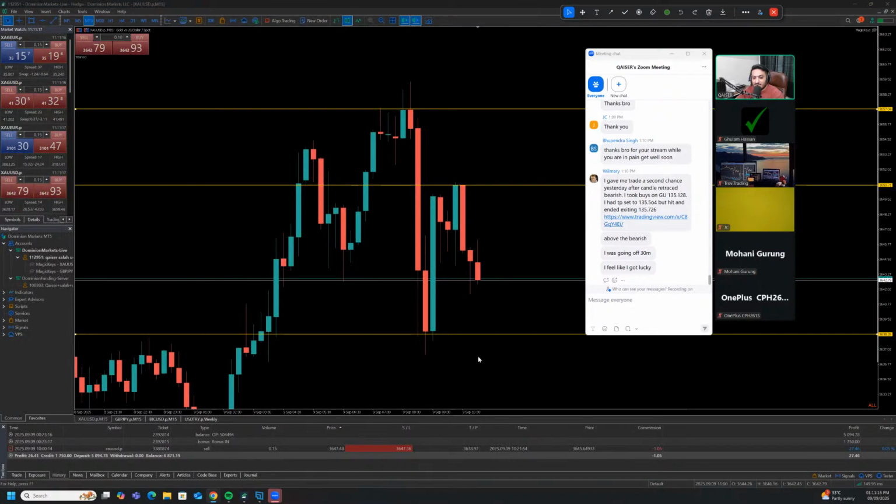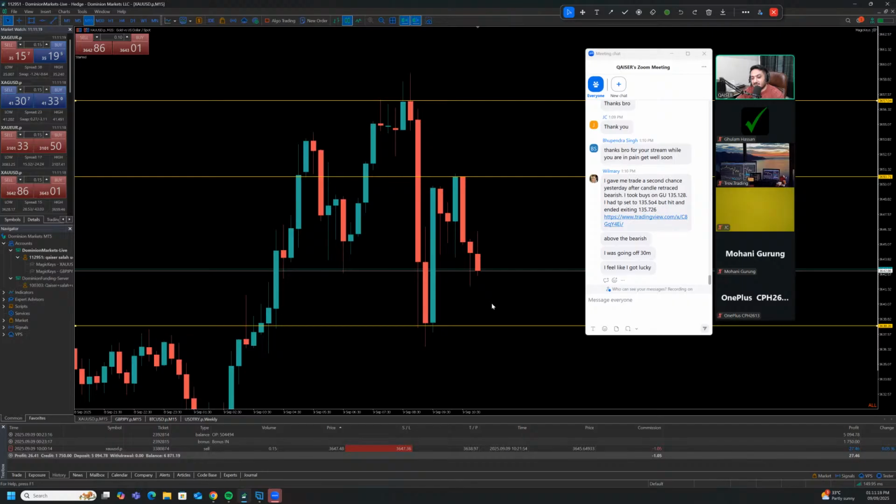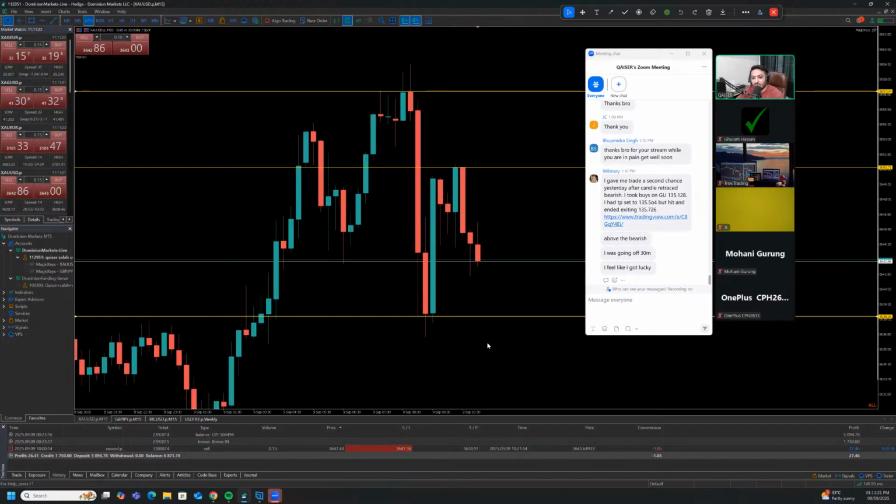I feel like I got lucky. Yeah, it's not lucky. You got your confirmation as an impulse entry, a break above the previous bearish candle high, so that makes sense.